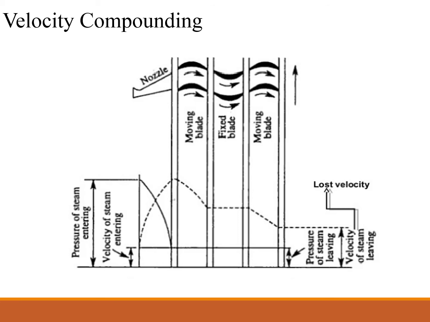The steam from the boiler is passed through the nozzle where it expands and gains high velocity. This high velocity steam jet is made to flow over the first ring of moving blades. The steam gives up only a part of its kinetic energy. Then its direction is changed and it passes over the fixed blades. The fixed blades only change the direction of the steam to flow over a second set of moving blades on the shaft, where it gives up another portion of its kinetic energy. The variation of pressure and velocity is shown in the figure.